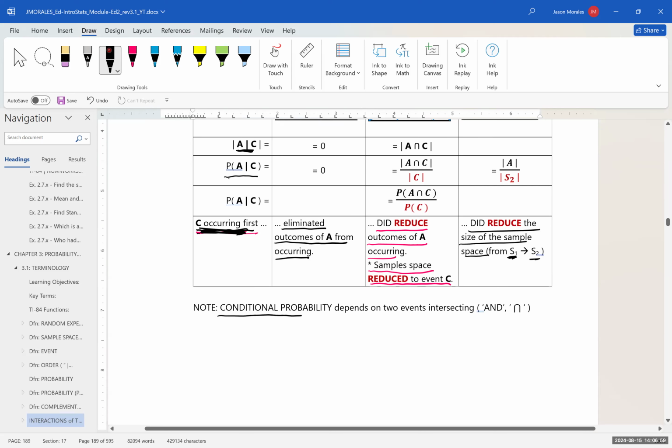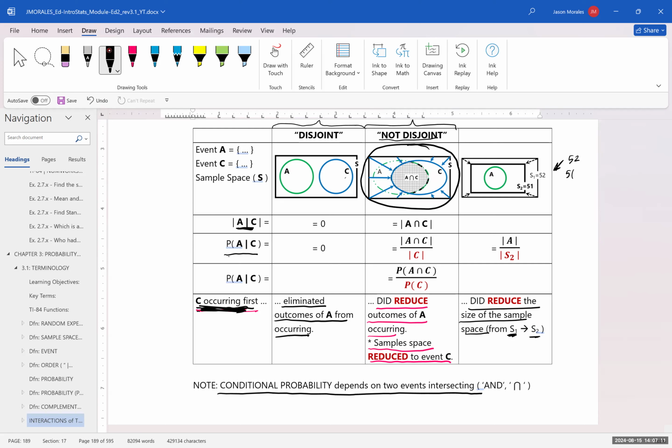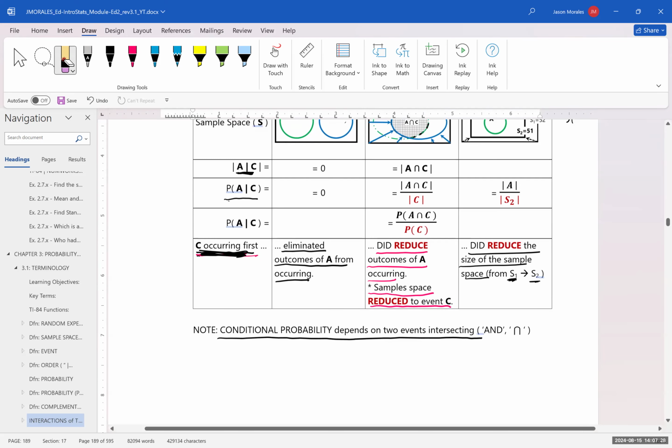So conditional probability depends on two events intersecting. All right, so to calculate conditional probability, you want to make sure that two events intersect. If they don't intersect, then the conditional probability is just going to be 0. Okay, so that can be a shortcut if you're given a problem and you're trying to calculate the conditional probability. If there's no overlap between those two events, then the probability is just going to be 0.